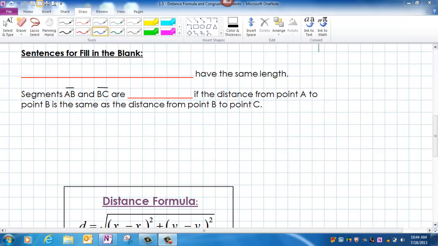Everybody. Our last lesson covered the measure of various segments, and in this lesson we're going to talk about when two segments have the same measure or the same length. When two segments have the same length, they are called congruent segments.